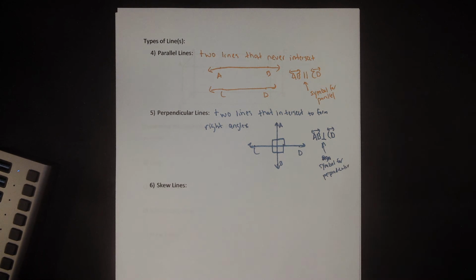Okay, and that sign makes a lot of sense. Like this sign here for parallel makes sense because it's literally two lines running next to each other that are not intersecting. And this sign makes sense because it's an upside down T that forms two right angles.